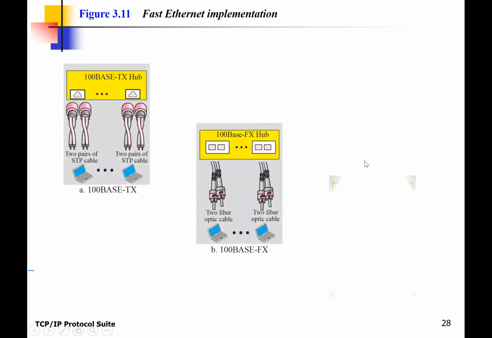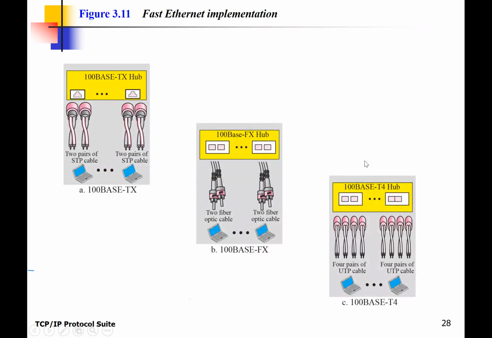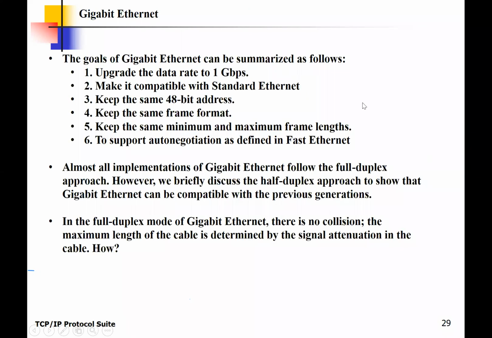After Fast Ethernet, what did we do? We don't have to go over the cables. That's something you can go over. After that, we went from 100 megabits per second to 1 gig. What is the change that happened here? Not much. The only thing we changed was upgrading to 1 gig, and we kept the MAC address the same size.